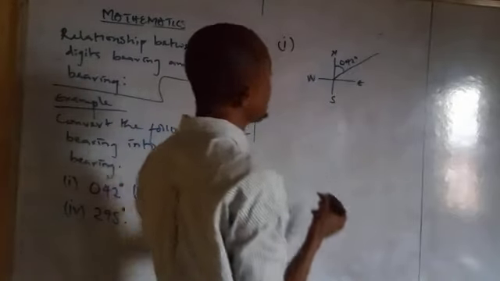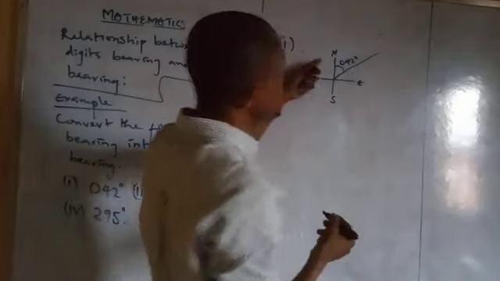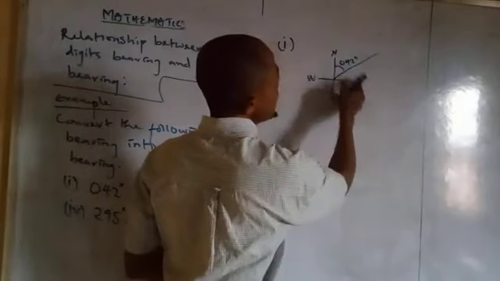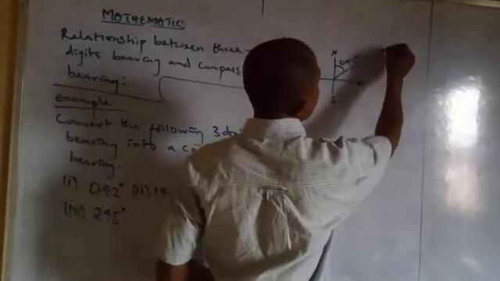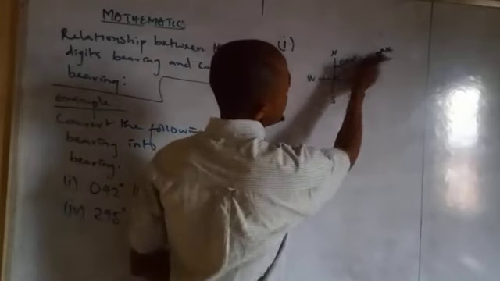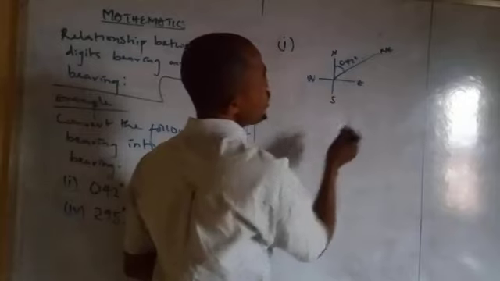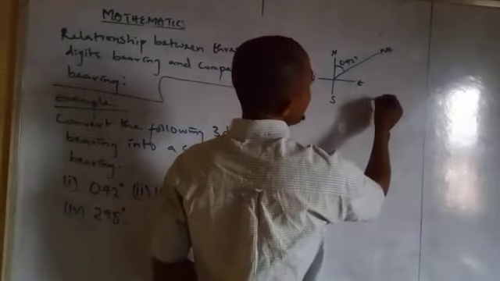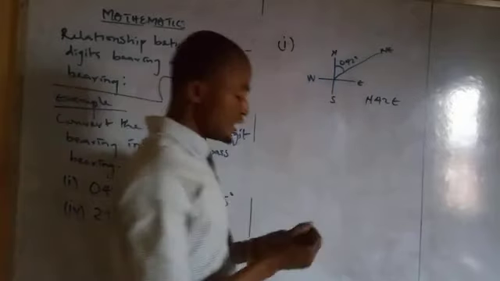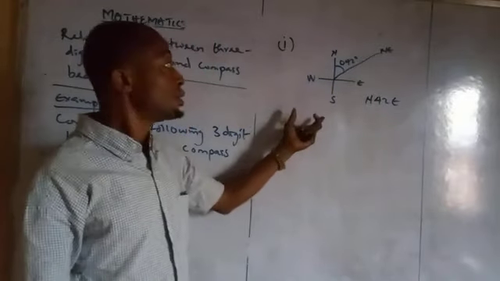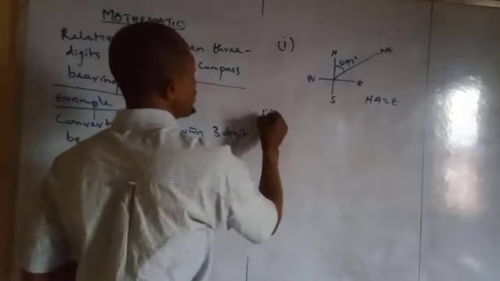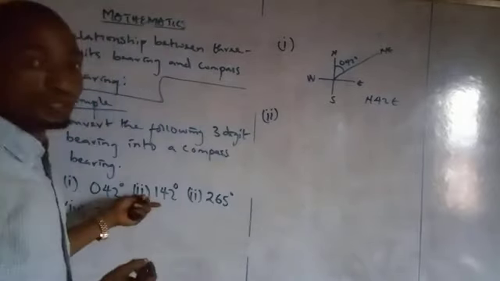So when we are now converting it to a compass bearing, this is north, east. North, northeast. So we can write this as 42 degrees northeast. That is a 2-digit bearing.